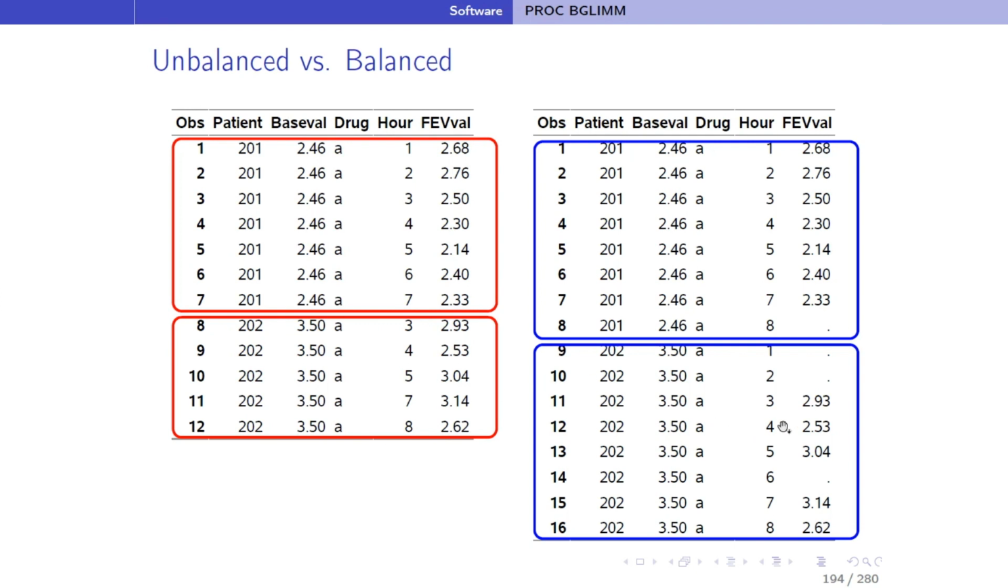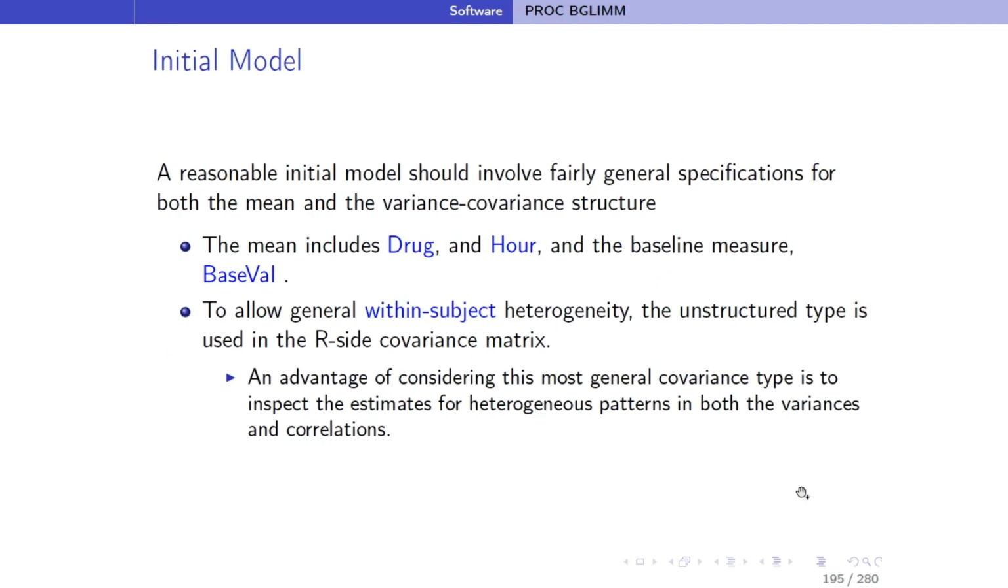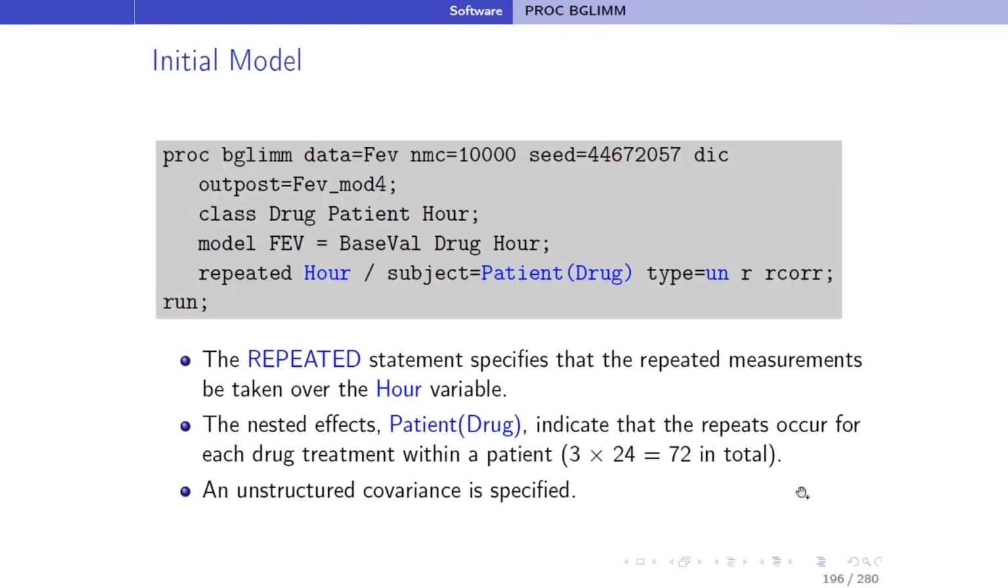But expanding this is just to show that the data have missing values in here, and you can fill them in by the hour. The initial model is that you can just fit a regression model with hour as repeated, subject is patient within drug, type is UN, and the nested effect of patient within drug indicates the repeats occurred for each drug treatment within a patient, 3 times 24 in total.